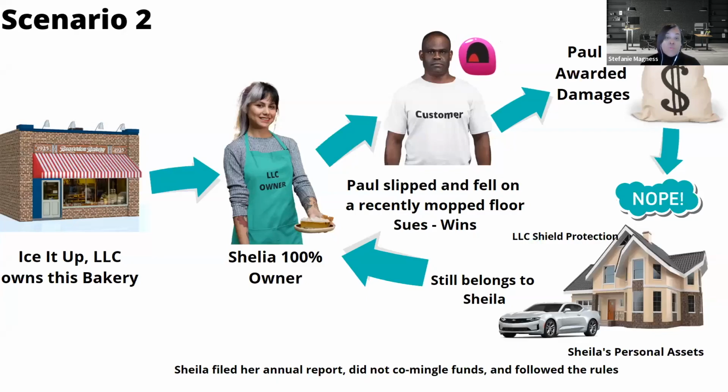Now, in reverse, say this person sued the owner, but the owner was doing everything she should. She had filed her annual report. She did not commingle funds. What happens is that Paul can still be awarded damages, but he cannot put any liens on her cars or houses, or do a judgment on her personal income. He can still go after her business assets, but he cannot touch her personal assets because she did what she was supposed to do in maintaining her business entity.